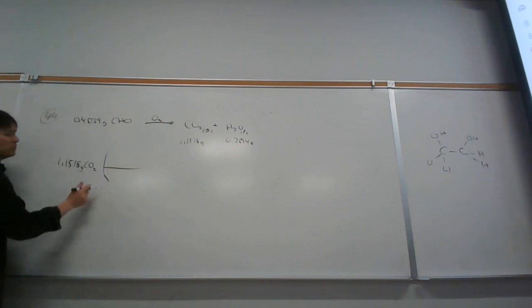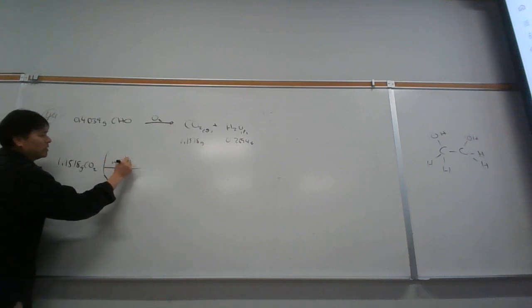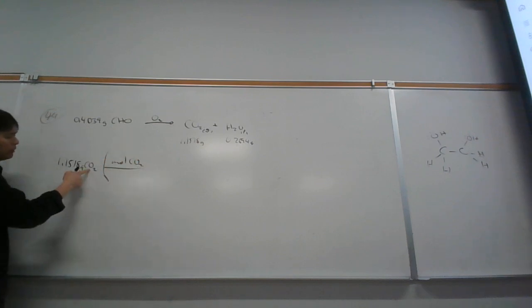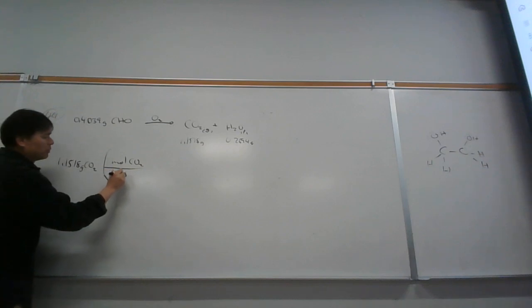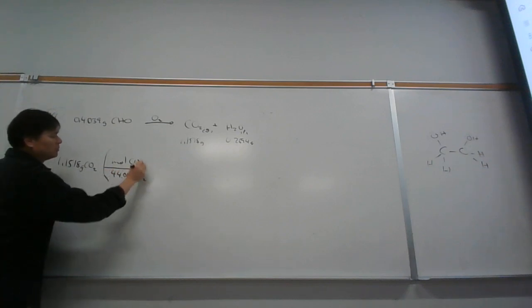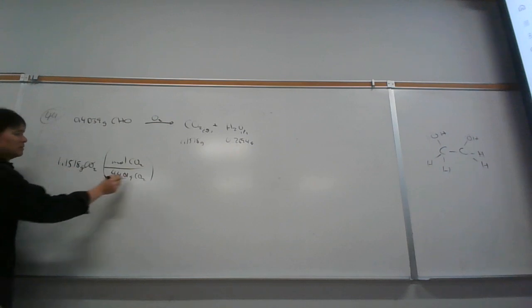So I'll just go grams to moles. And so a mole of CO2 weighs how much? Well, carbon's 12.01, oxygen 16 times 2 is 32. 32 plus 12 is 44. So this is going to come out to 44.01 grams of CO2 per mole of CO2. And so the grams of CO2 cancel.